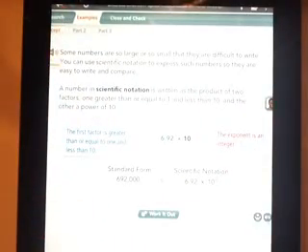Some numbers are so large or so small that they are difficult to write. You can use scientific notation to express such numbers so they are easy to write and compare. A number in scientific notation is written as the product of two factors, one greater than or equal to 1 and less than 10, and the other a power of 10.